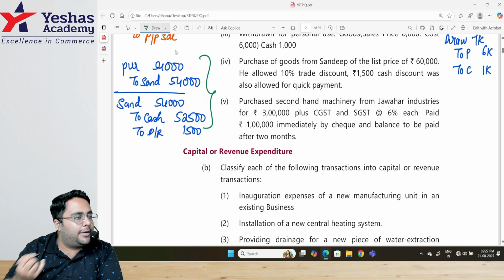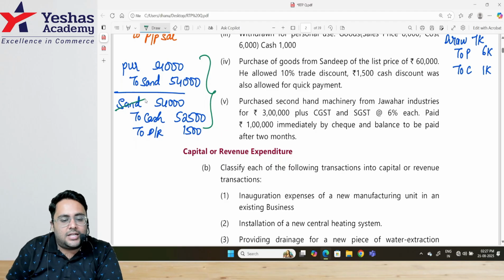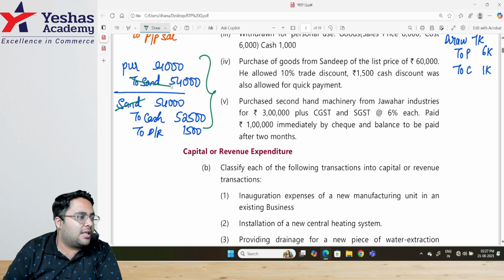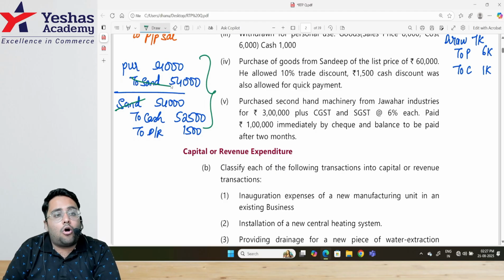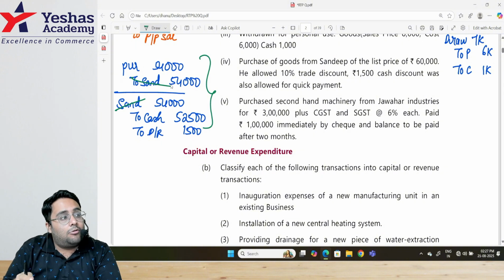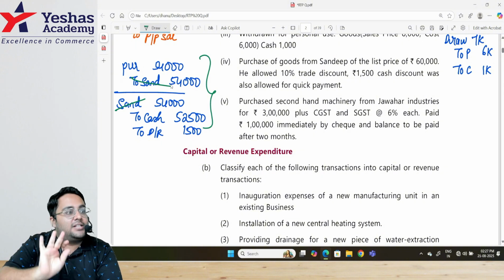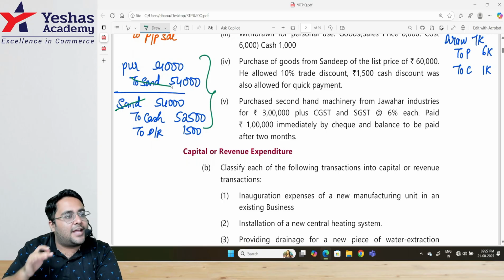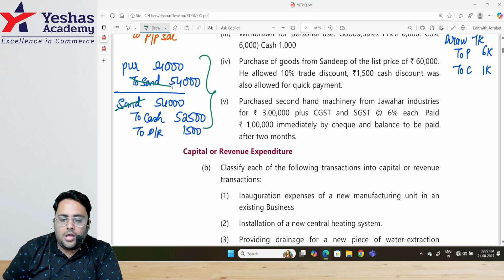Sorry, purchase account debit to cash, to discount received. Sandeep debit, Sandeep credit has been cancelled. If I record a compound entry, what would be the mistake over here? Cash discount is given in a cash transaction, which is logically not correct. Cash discount should be given in a credit transaction.